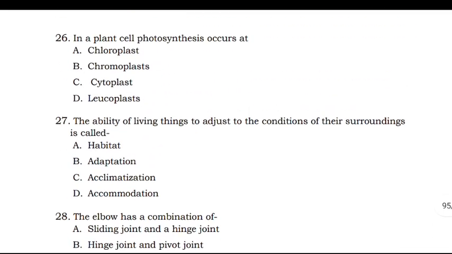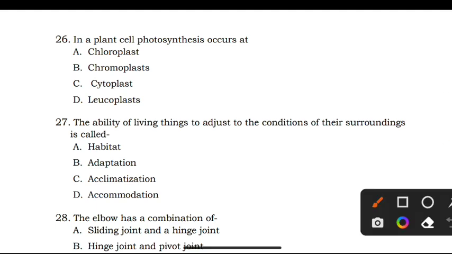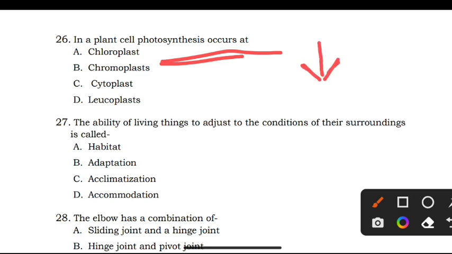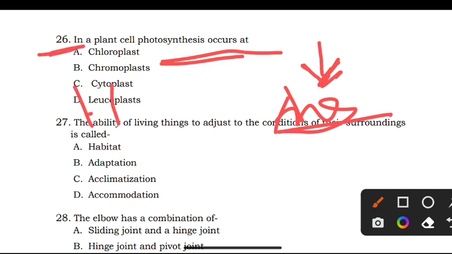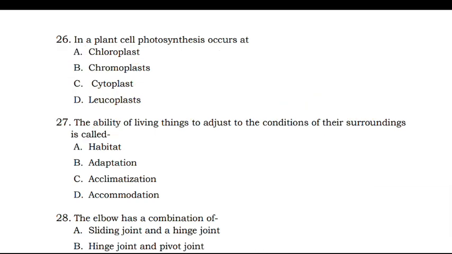And the next question is question number 26. In a plant cell, photosynthesis occurs at. This question is very important for your examination, and if you know the answer, let's comment on this in this video. I will definitely check your answer. I am waiting for your answer. If you know the right answer of question number 26, comment it. I will wait for your answer, and we will move forward.